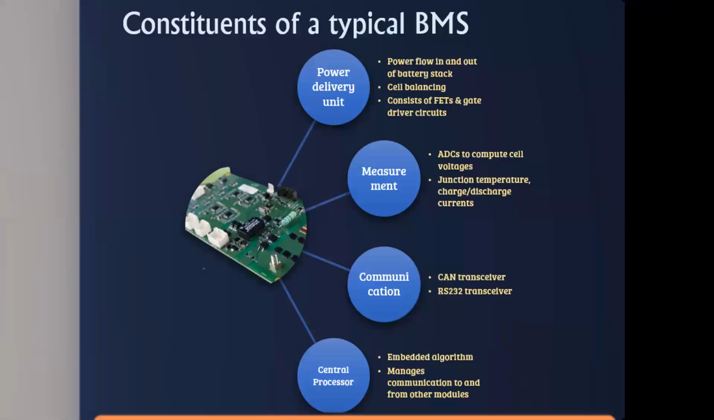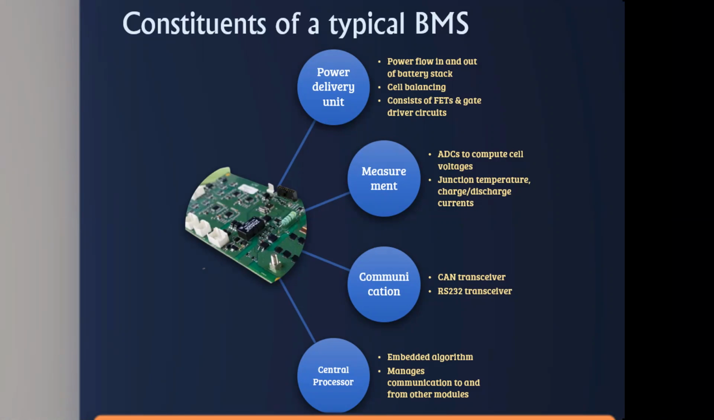Coming to the different components, which are basically the modules inside your BMS, we see that we have the power delivery unit, the measurement unit, the communication, and the central processing. The power delivery unit handles the power flow direction from the battery to your vehicle, or from the vehicle to the battery, and also while charging. This unit basically consists of several FETs and their gate driver circuits.